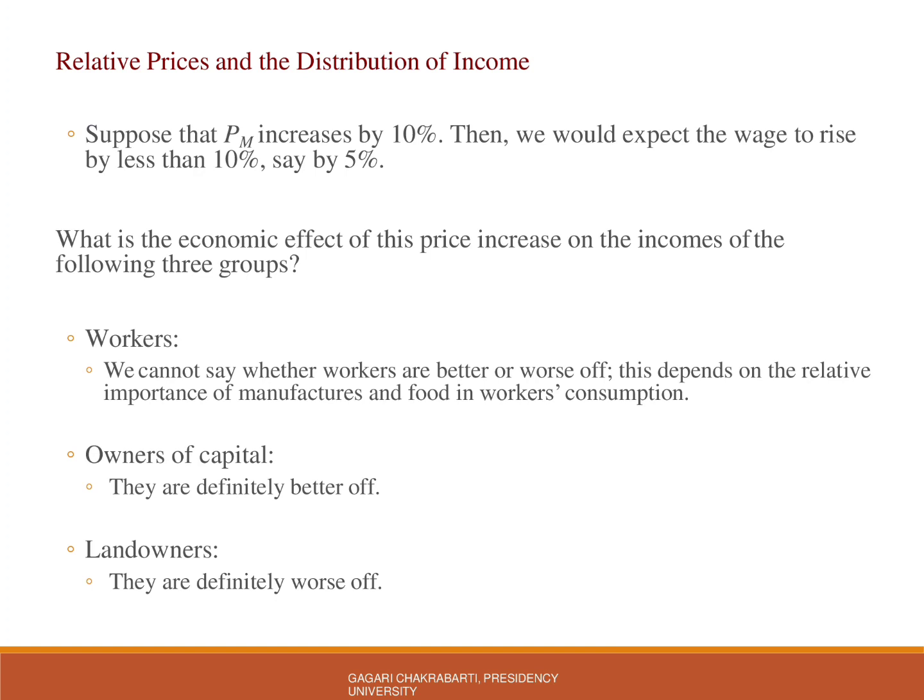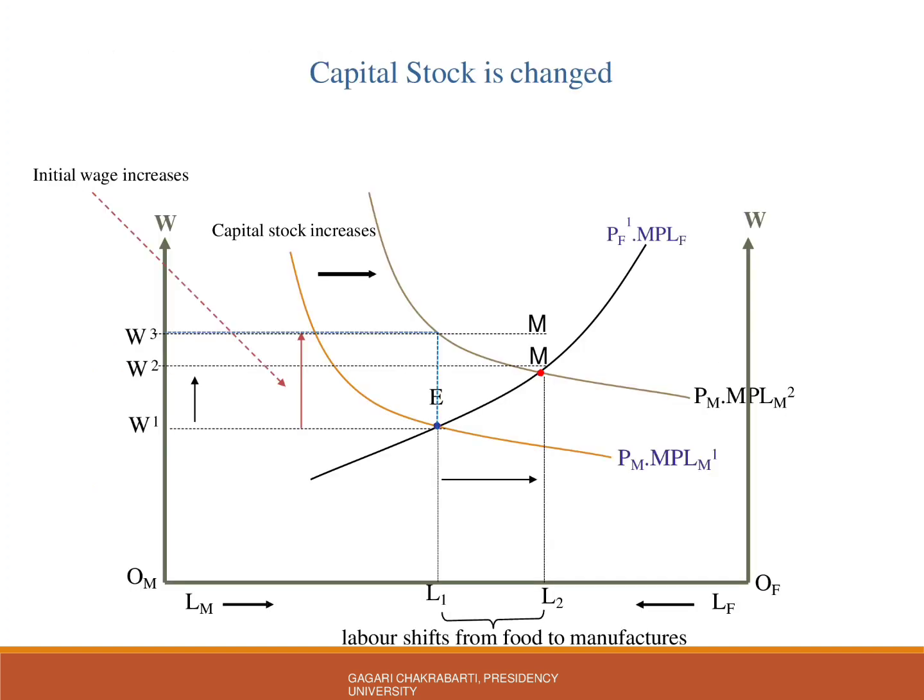Now we move on to the case where the capital stock is changed. So this is like the Rybczynski type of analysis, where we try to find out what happens if the total endowment of the factors changes. So what is the impact on the level of output?